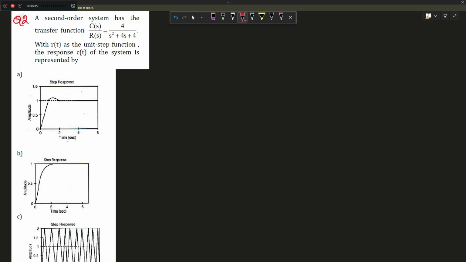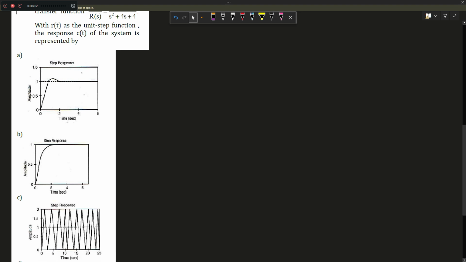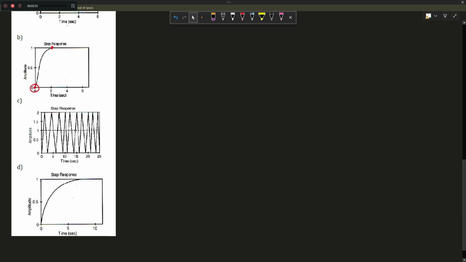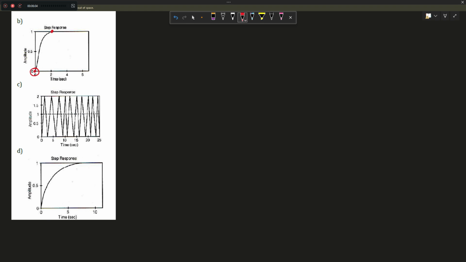A second order system has the transfer function 4 by s square plus 4s plus 4. With r of t as the unit step function, the response c of t of the system is represented by dash. 4 responses are given to us. In the first one, we have one peak overshoot and the system eventually settles at 1. Next, we have a response which directly reaches the final state from 0. There is no overshoot at all. In the third one, we have a response that has oscillatory movement. It doesn't settle at all. And in the fourth one, we have a similar response as of the second.